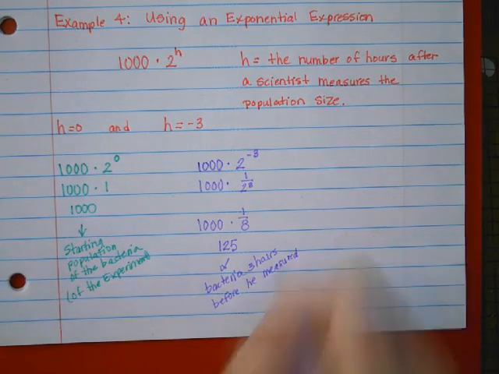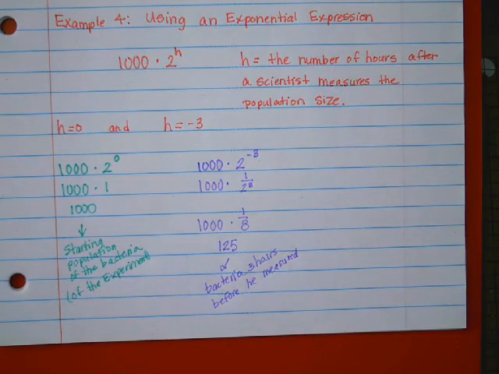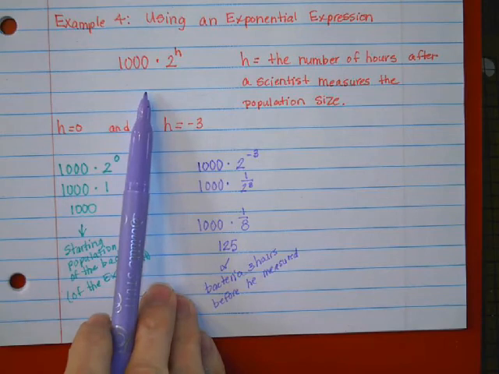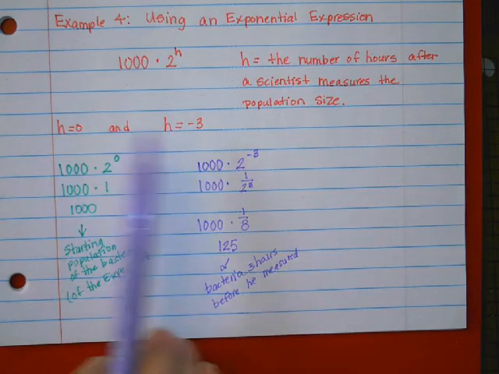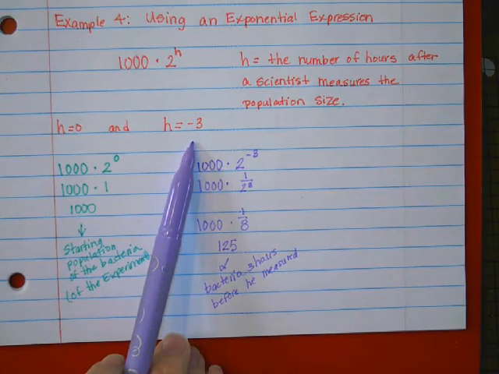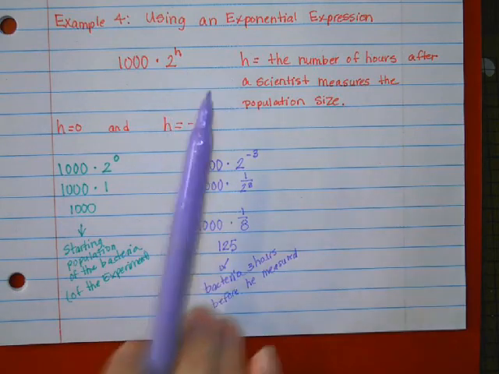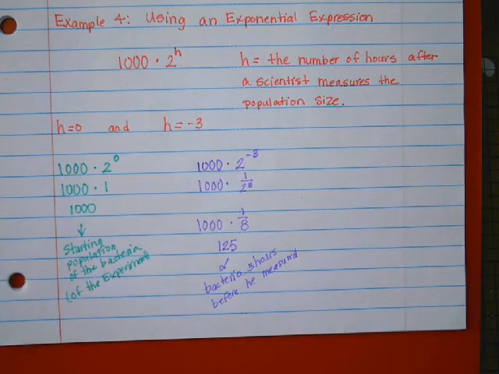So 3 hours before the scientists ever started to measure or check the size of the population, there were 125. 3 hours later, there were 1,000 bacteria. That's kind of crazy how fast that bacteria is going. So what they're asking us in this section is they're going to give you an expression. They're going to tell you what they want you to replace the variable with. And then you're going to replace that and say, what does it mean? What does it tell me?